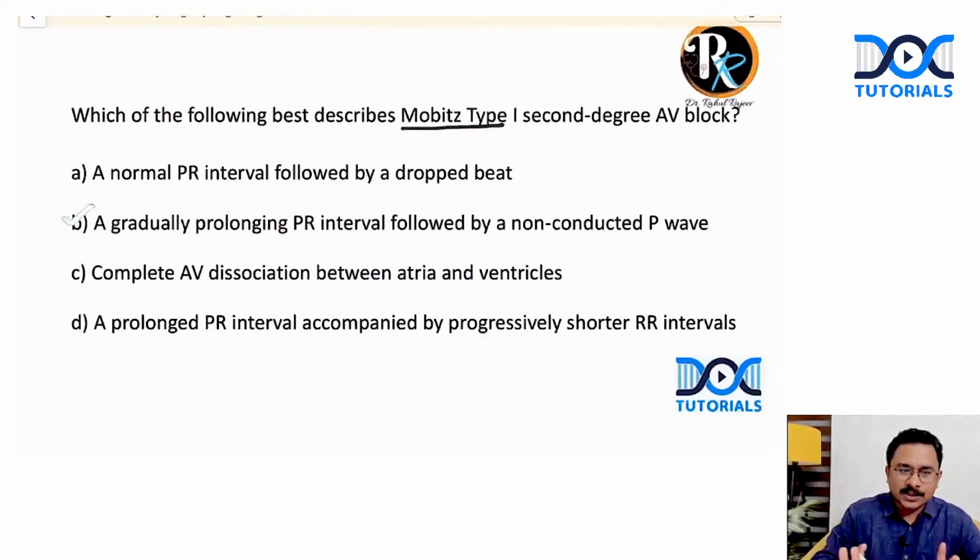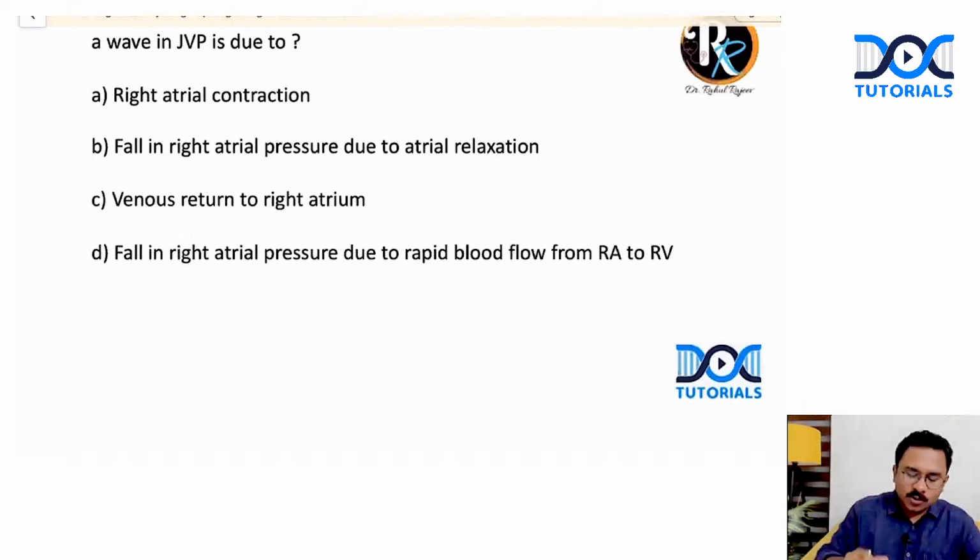Okay, so that is clear. And normal PR interval followed by a dropped beat, that is not going to be the answer. It is seen in case of Mobitz type 2. Complete AV dissociation is going to be seen in the third degree AV block, which is also known as the complete heart block. Let's go to the next question.